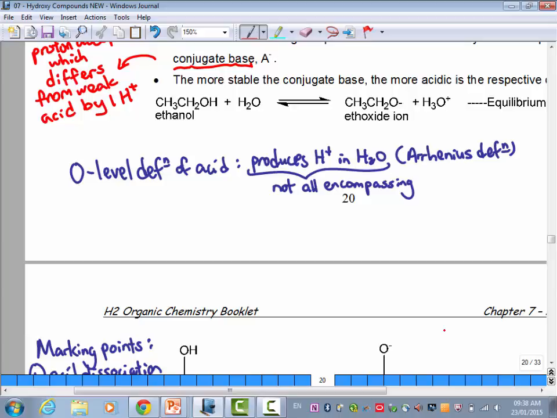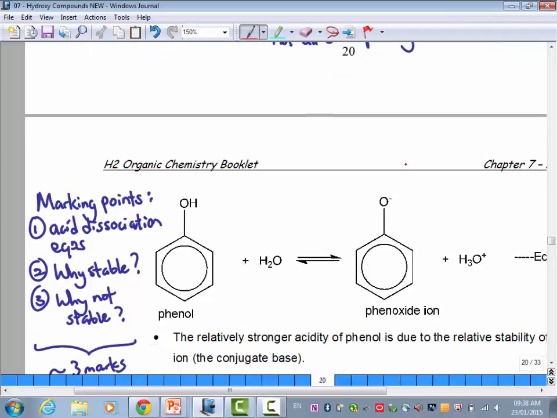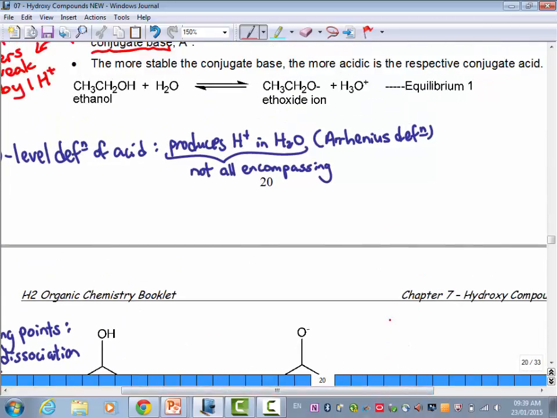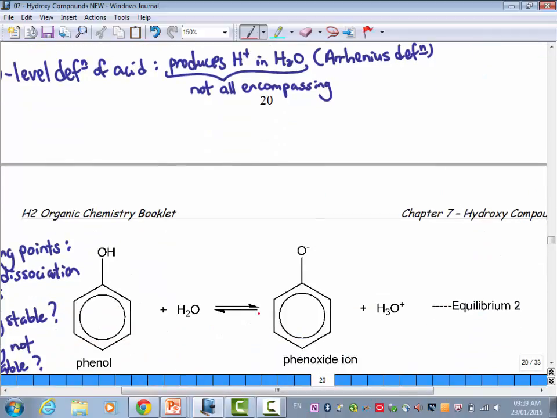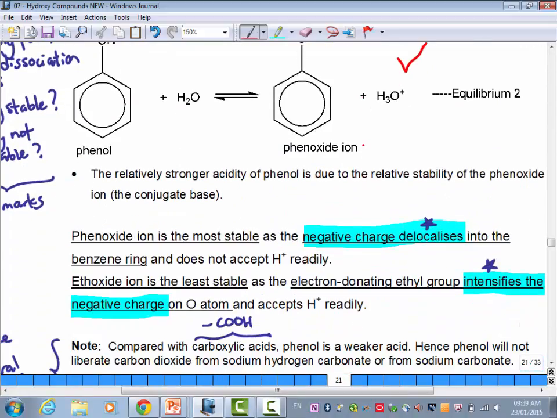First and foremost, like what I mentioned, if it comes out in a test or exam, the very first thing is you must show the acid dissociation equation. What are the acid dissociation equations? The examples are given in your lecture notes. The first one is for ethanol and the second one for phenol. Now we explain by looking at the conjugate base.